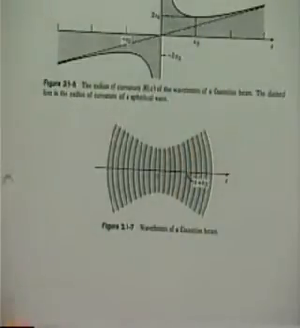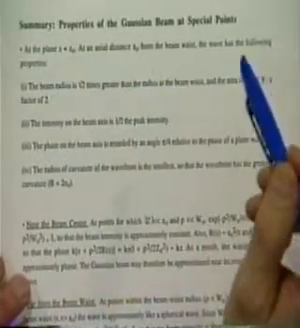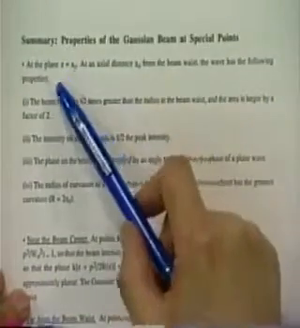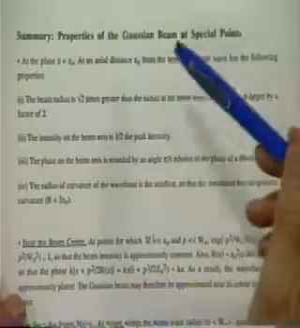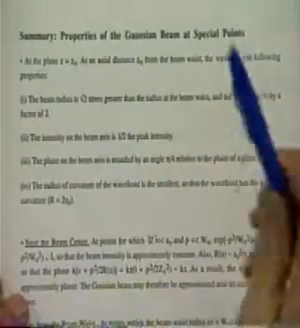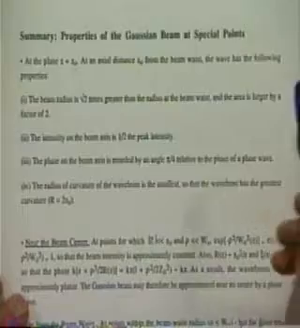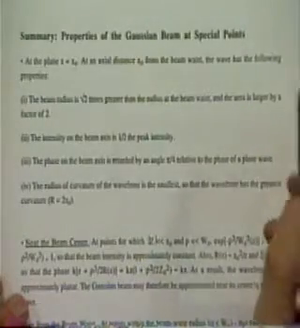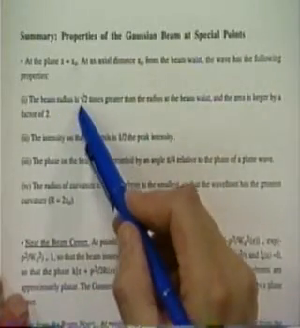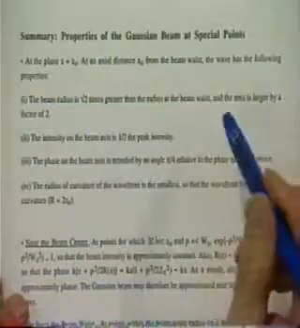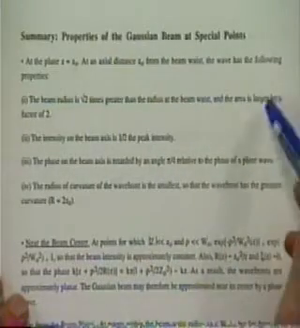So, a summary here of these behaviors, maybe I shouldn't say strange: at the plane z equal to z naught, so we're a distance z naught away from the minimum beam size, which we call the beam waist, the wave has the following properties. The beam radius is square root of 2 times greater than the radius at the beam waist, and the area is larger by a factor of 2.